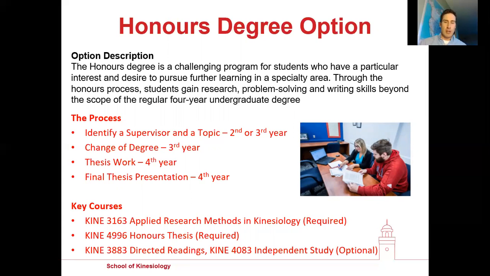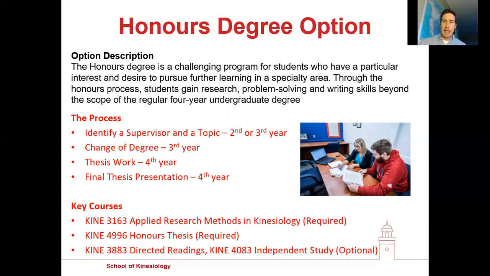The key courses that are required for this degree, outside of what you normally would take in your Bachelor of Kinesiology degree, first is KIN 3163, which is your Applied Research Methods in Kinesiology course. It's a course I teach, and we explore your proposal and your ideas and look at funding and ethics review. And this is a required course. So it's a 3-hour credit in the winter term of your 3rd year.